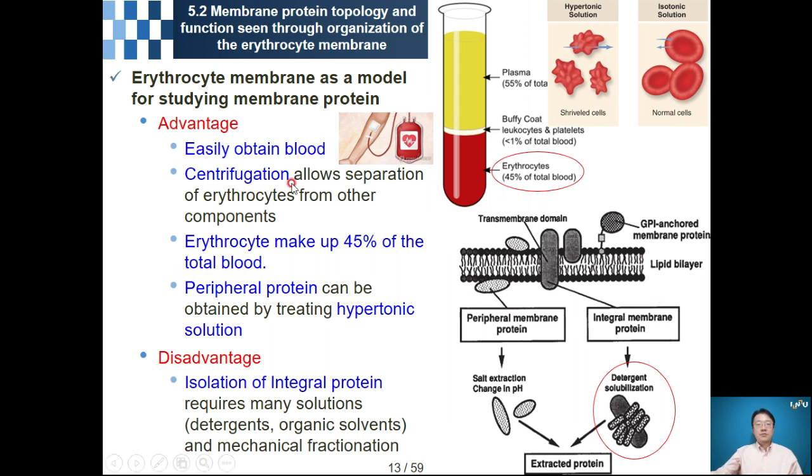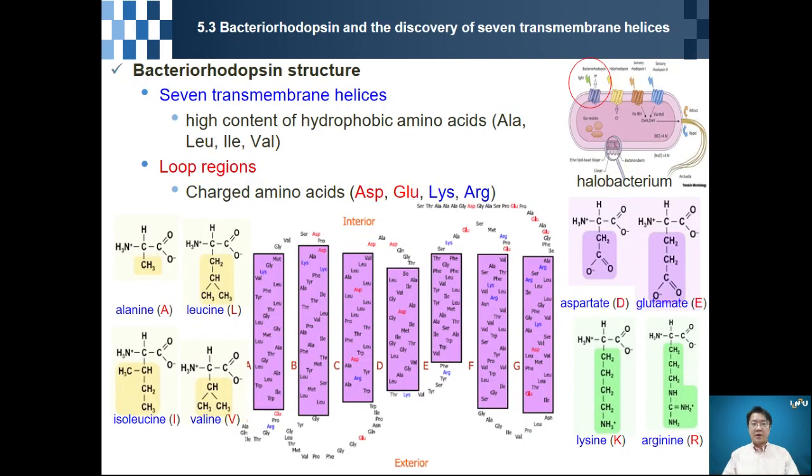However, the advantage is more than the disadvantage. So people usually use the erythrocyte membrane as a model for studying membrane proteins. In this slide, I will explain the third subject, bacterial rhodopsin and the discovery of 7 transmembrane helices.